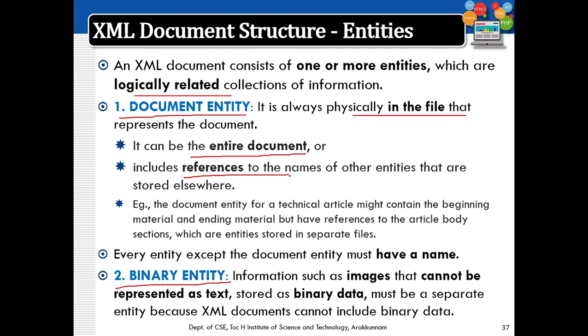For example, we have some technical article. The beginning of the material and the ending of the material is there in the XML file, but inside the contents we have different news items or different parts of the article. They can be added as references within the beginning and ending of our XML file. These entities can be stored as separate files. Every entity except the document entity must have a name.